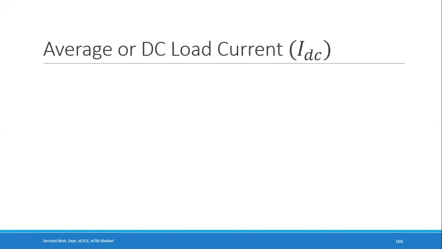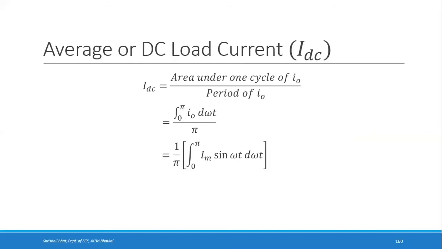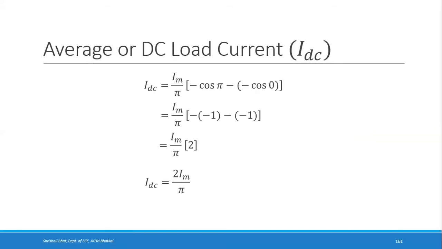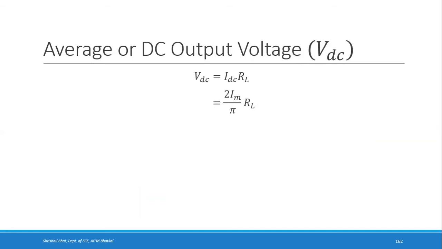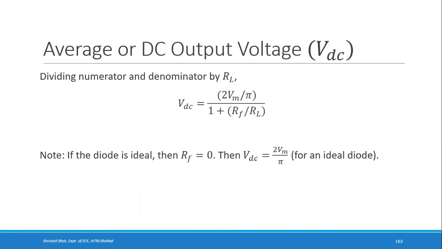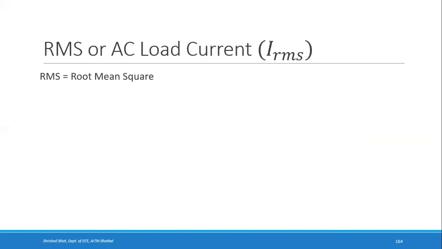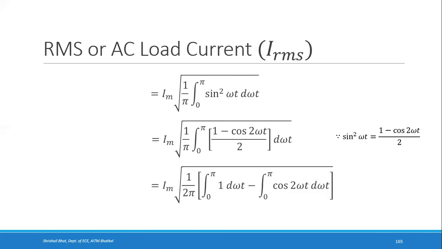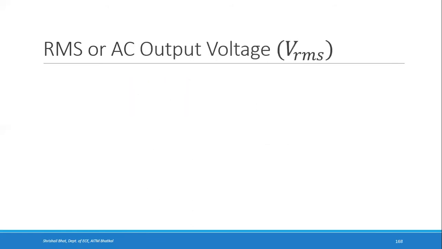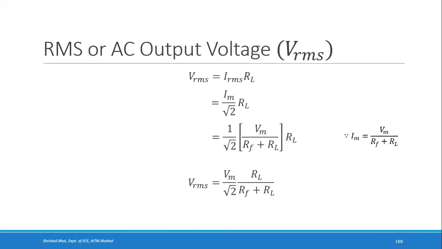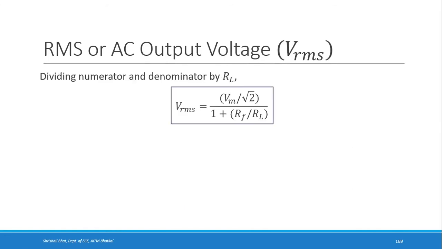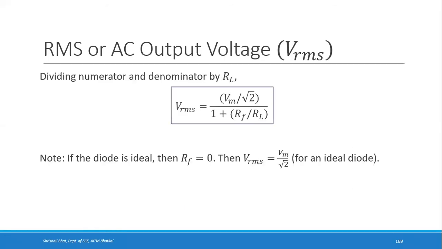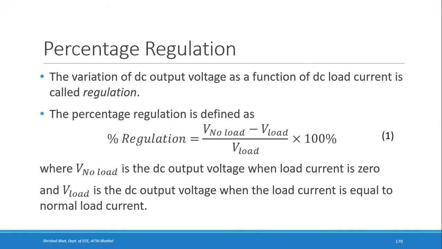and we have derived some parameters like average or DC load current IDC. We have found that to be 2 Im by pi, and average or DC load voltage VDC we obtained as 2 Vm by pi divided by 1 plus Rf by Rn, and also RMS or AC value of load current I naught is Im by root 2, and Vrms we have obtained as Vm by root 2 divided by 1 plus Rf by Rn. The next one we have is percentage regulation.